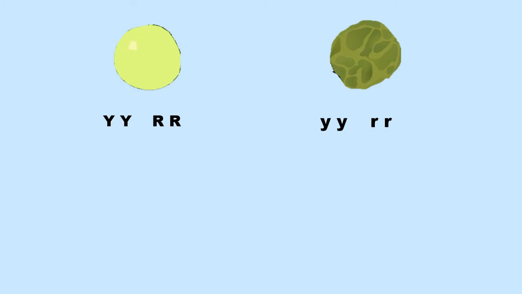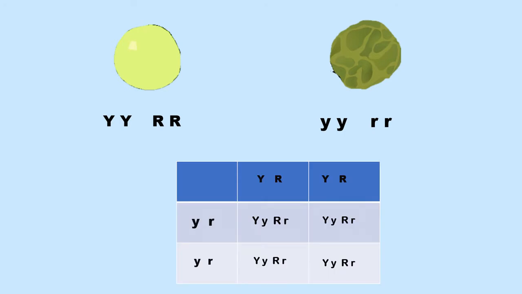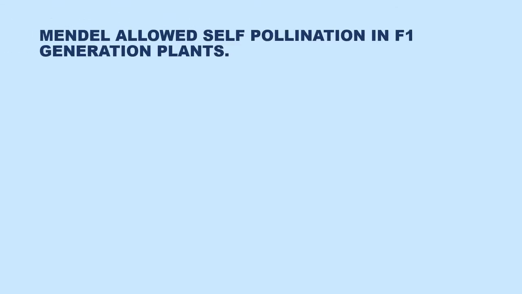Coming to the case of gametes formation, they would have capital R alleles and small r alleles respectively. On combination of two types of gametes, they produced heterozygous yellow round-seeded plants in the F1 generation. Then Mendel allowed self-pollination in F1 generation plants.